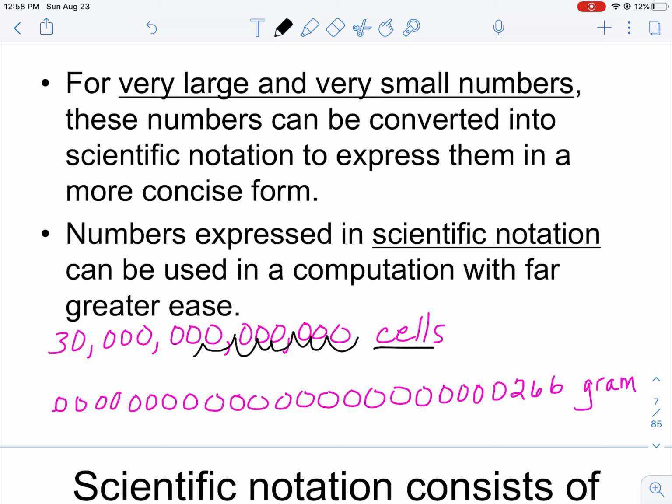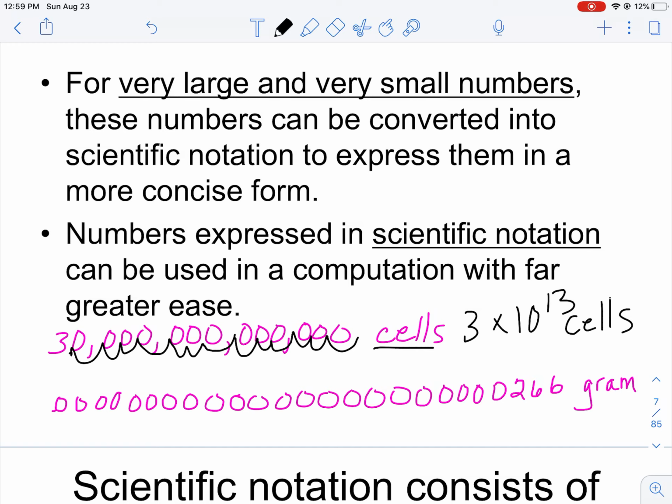Okay, so that's 6, 7, 8, 9, 10, 11, 12, 13. So writing this is 3 times 10 to the 13. Notice this is greater than 1. This big old number obviously is greater than 1. It's a positive exponent. And of course, write your units.